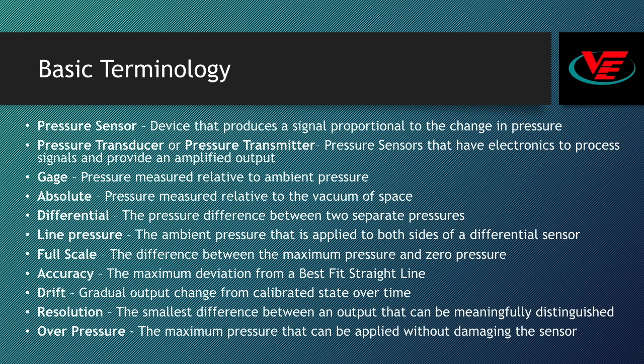All sensors have some drift, and if you're going to be measuring the same pressure over the course of years, knowing the drift of the sensor will be very important. Resolution is the smallest difference between an output that can be meaningfully distinguished. Practically, what this means is the number of readings per second that the sensor will be able to record without error. And last is the overpressure, which is the maximum pressure that can be applied to a unit without damaging the sensor.